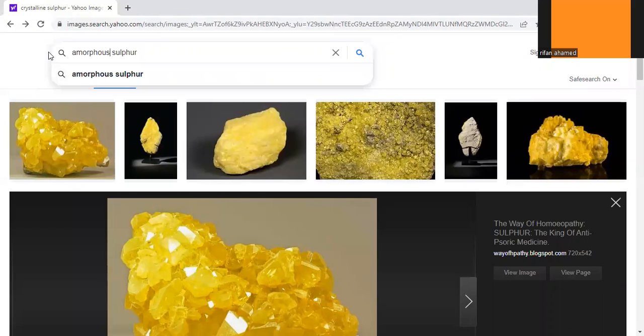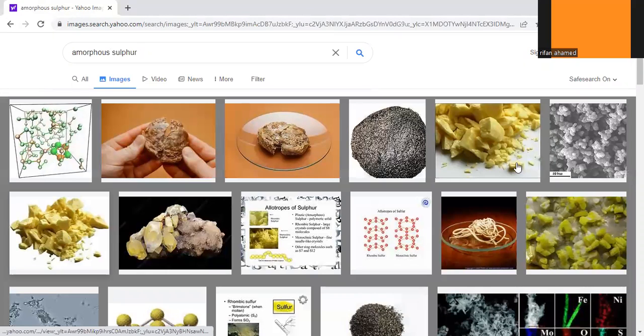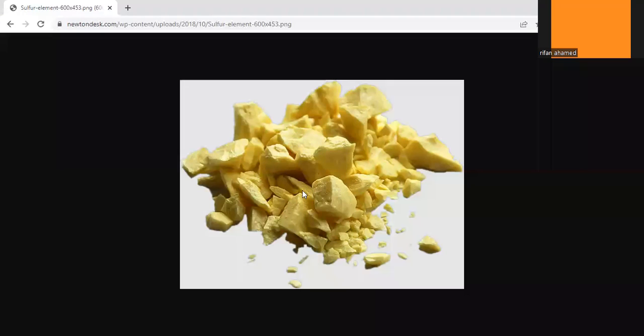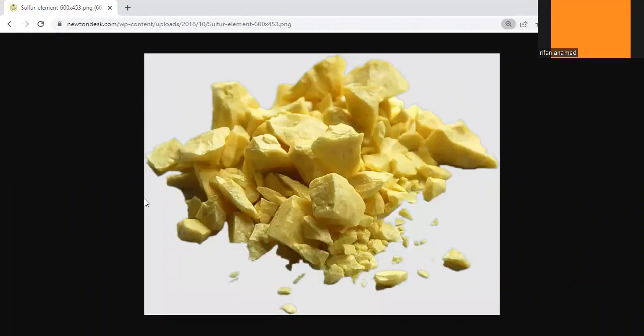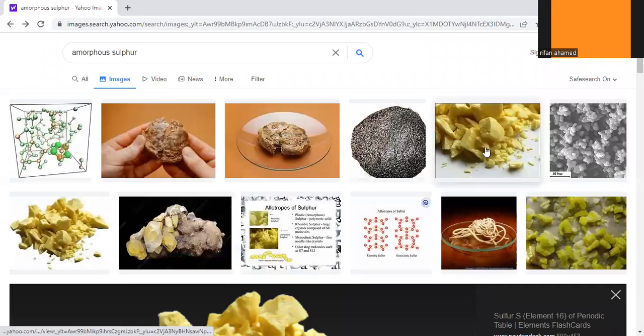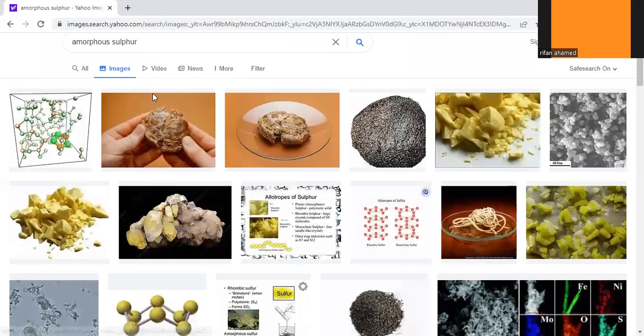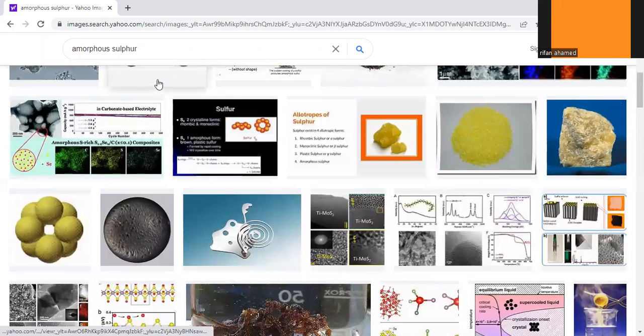On the other hand, another type of sulphur that exists in nature is called amorphous sulphur. This is that sulphur. Its color is not that shiny, but it is a yellow color. If you go to a school laboratory, you will see more amorphous sulphur. Seeing crystalline sulphur has very low chance.